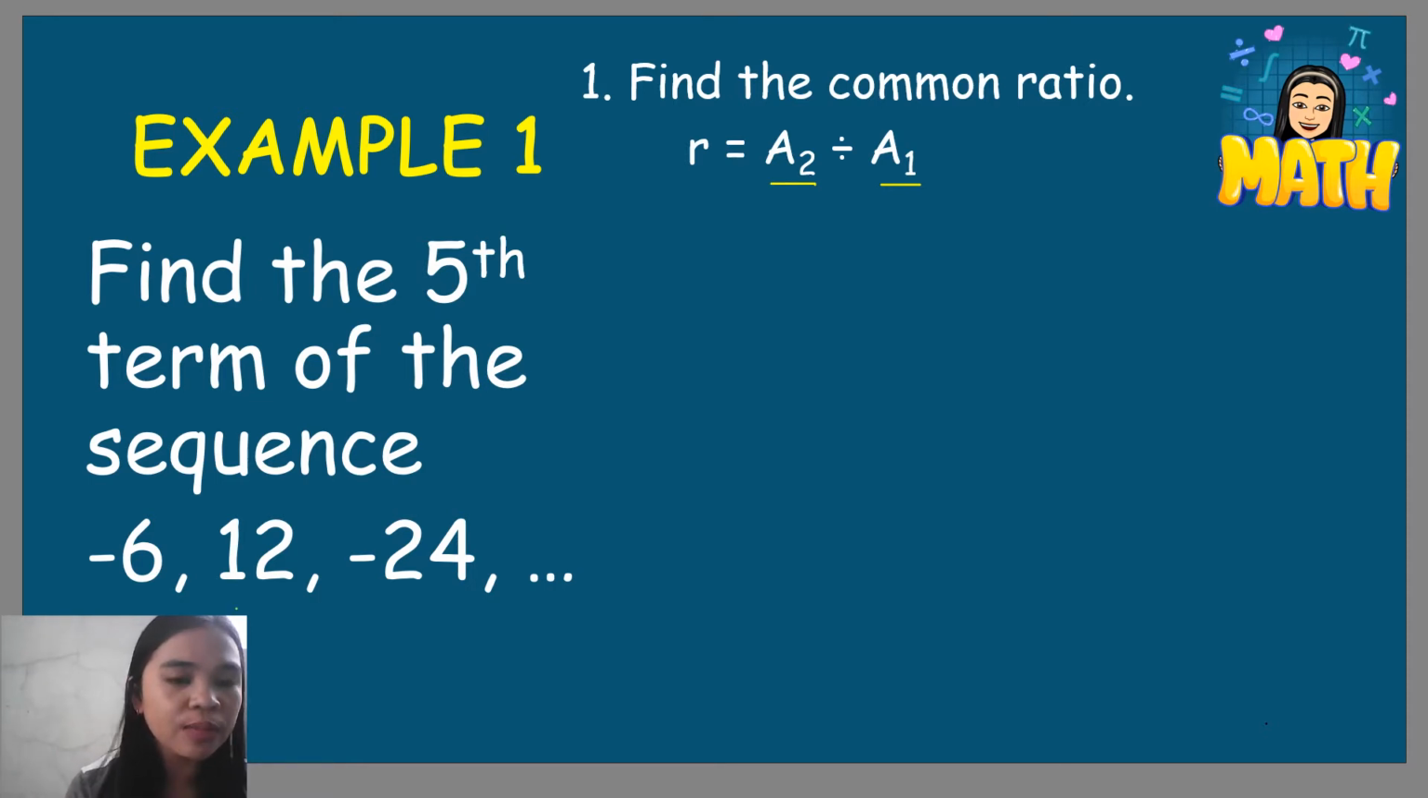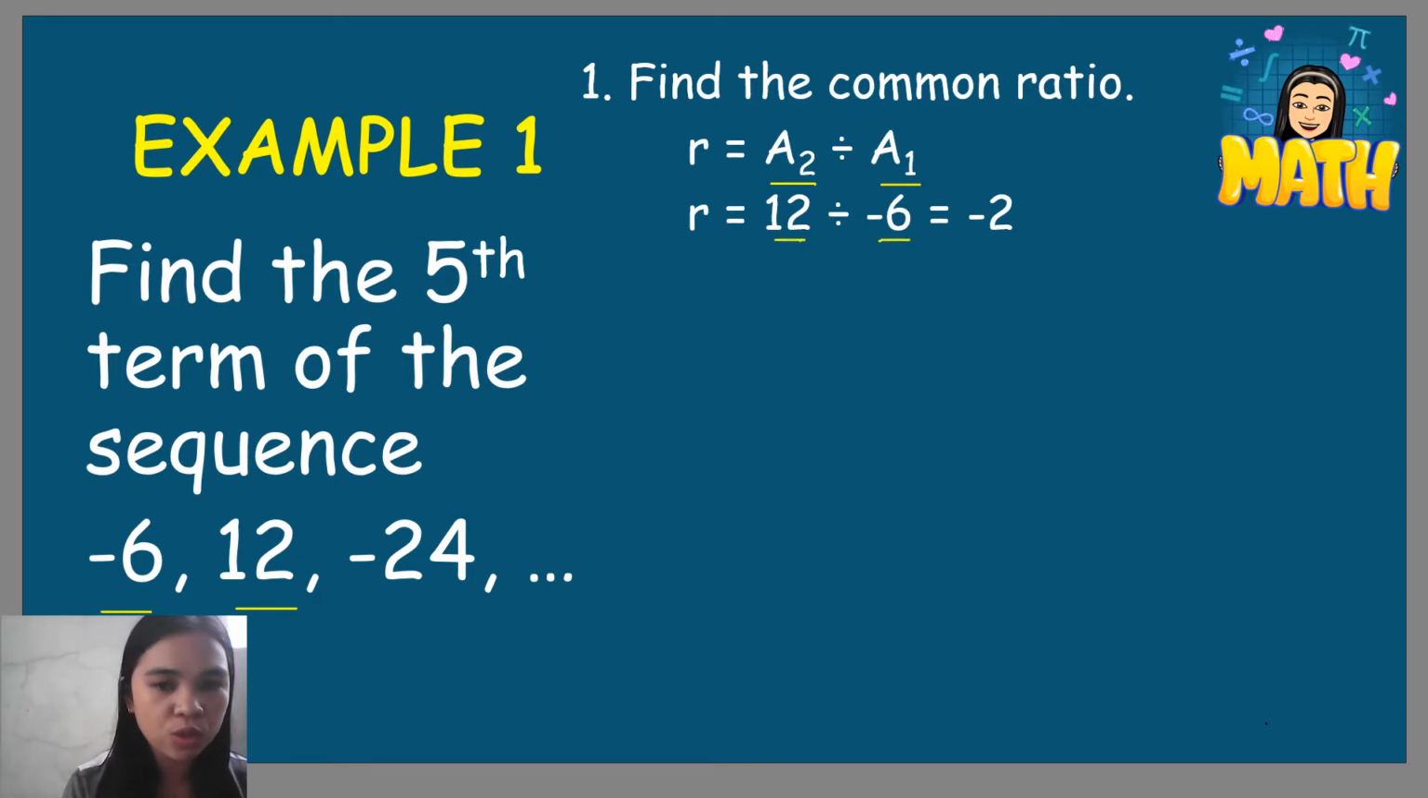So, yung second term natin is 12 at yung first term natin is negative 6. So, ang mangyayari sa ating equation is r is equal to 12, which is yung ating second term, and negative 6 yung ating first term. Divide natin sila, ang answer natin is negative 2.